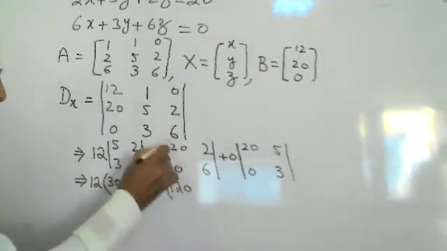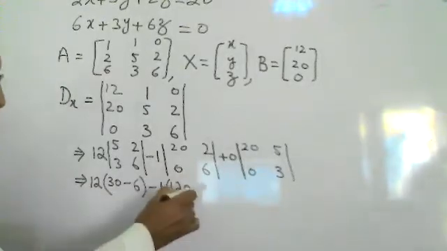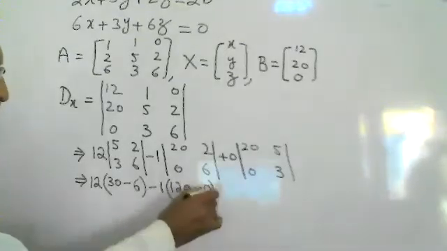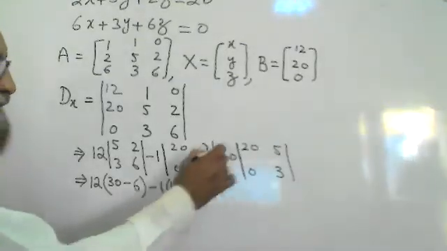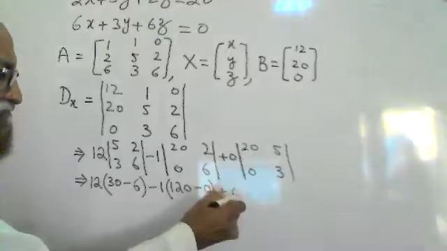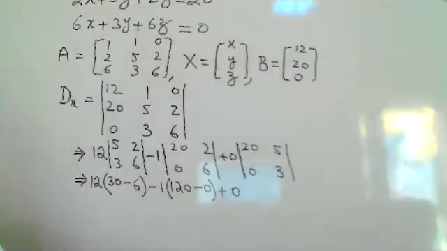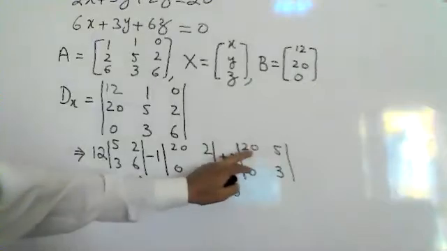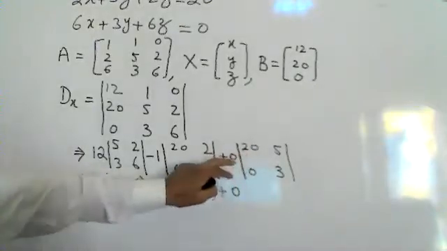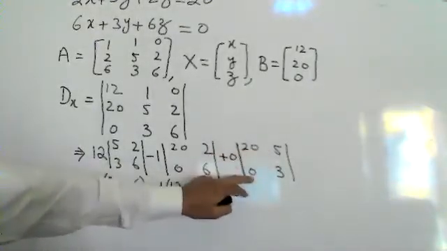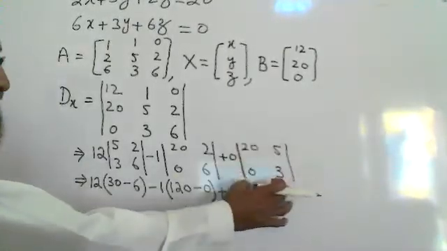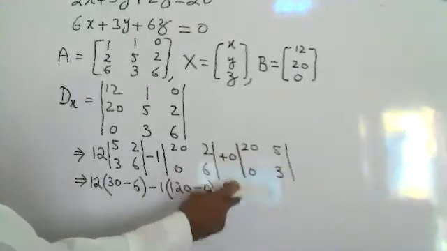The product of the primary diagonal minus 2 into 0 will be 0. Plus, when 0 is multiplied with anything, it will be 0. It will be 0 when 0 is multiplied with any matrix. I told you, 20 into 0 will be 0, 0 into 5 will be 0, 0 into 0 will be 0, 0 into 3 will be 0. So whatever the answer of this one, when it is multiplied with 0, the answer will be 0.